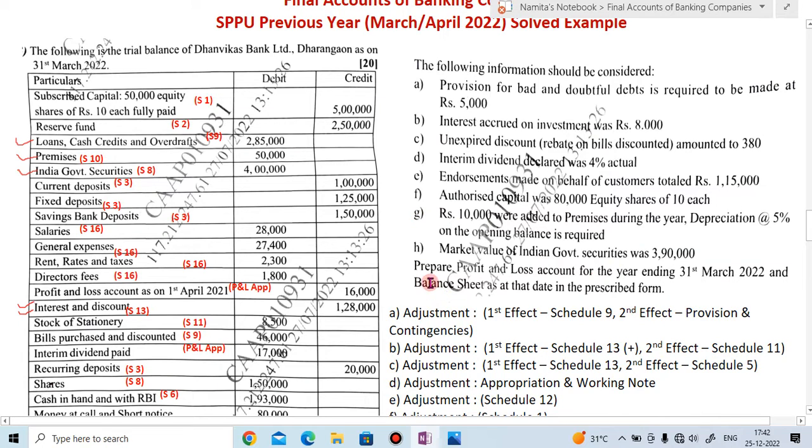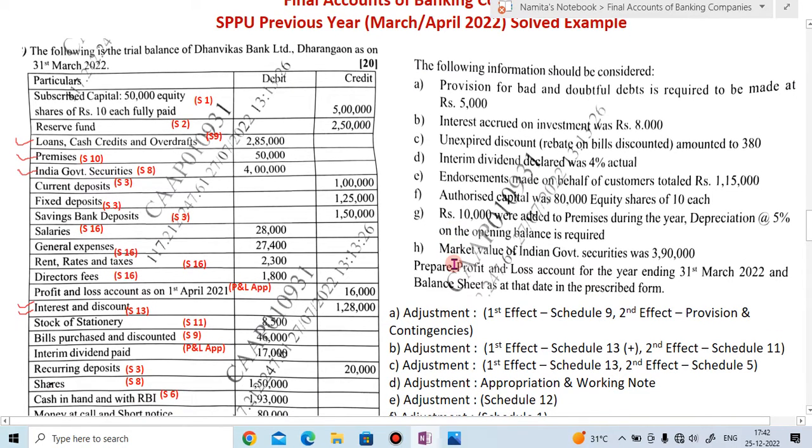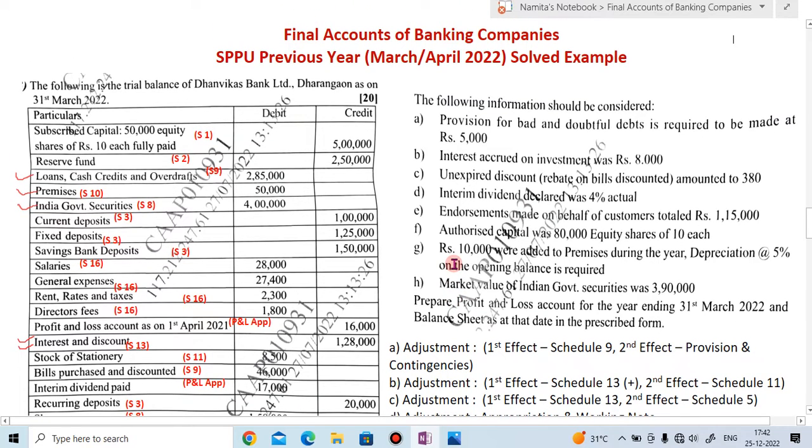Now here what they have said is to prepare the profit and loss account for the year ended 31st March 2022 and the balance sheet as on that date in a prescribed form. Okay, now see, we are preparing what? Final account of banking company. So as per the Banking Regulation Act 1949, every banking company has to prepare the balance sheet and the profit and loss account in a vertical format, okay, in a prescribed form. So the balance sheet is given in Form A and the profit and loss account is given in Form B.